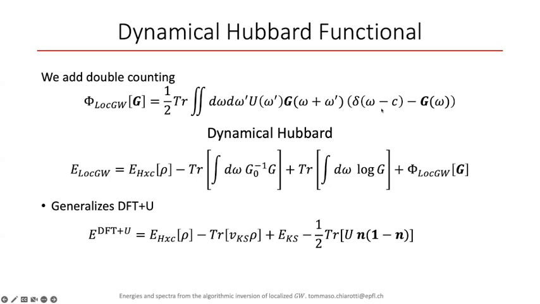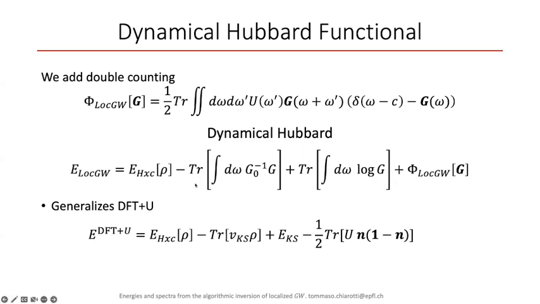Now, this double counting term looks ugly, if you want, but it actually traces back exactly to the double counting term of DFT+U in the fully localized limit. So to write this double counting term, it's not complex. You just take the double counting term of DFT+U in the fully localized limit form.